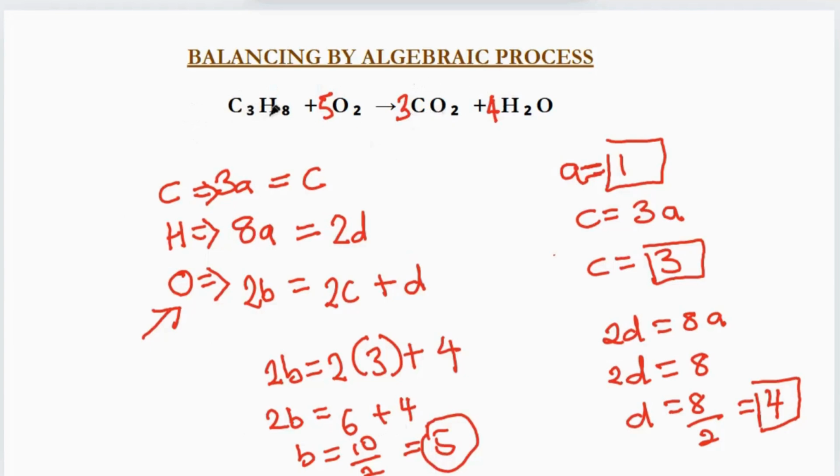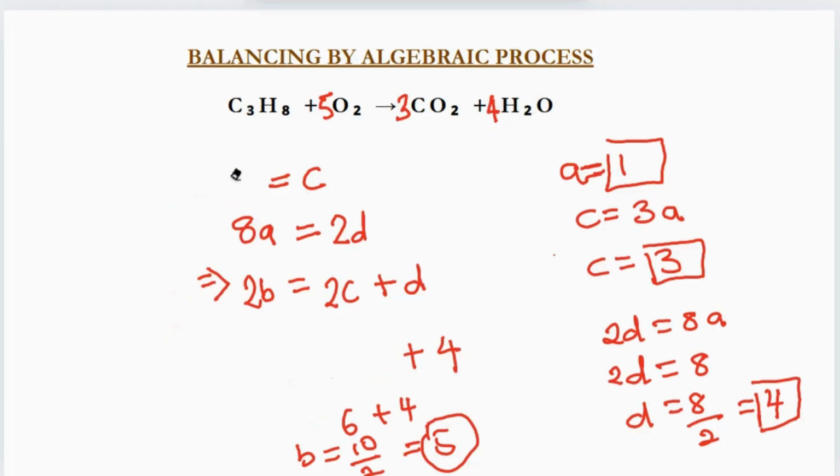So now the equation is balanced because carbon has 3 in the reactant and 3 in the product. Hydrogen has 8 in the reactant and 8 in the product, 4 times 2, 8. Oxygen has 10 in the reactant, 5 times 2, 10, and 10 in the product: 3 times 2 is 6, and 4, so 6 plus 4 is 10. So now we have a balanced equation. Okay, so let's do a second example.